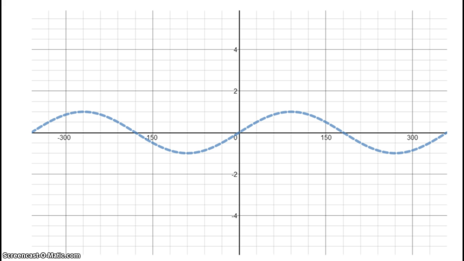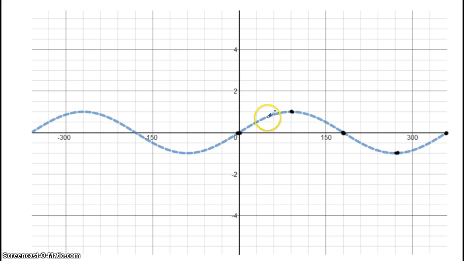Recall that sine has 5 key points. We have the beginning of the cycle, the midpoint, and the end, our maximum value halfway between the beginning and midpoint, and our minimum value halfway between the midpoint and the end of our cycle. We want to apply our 3 transformations to the 5 key points.